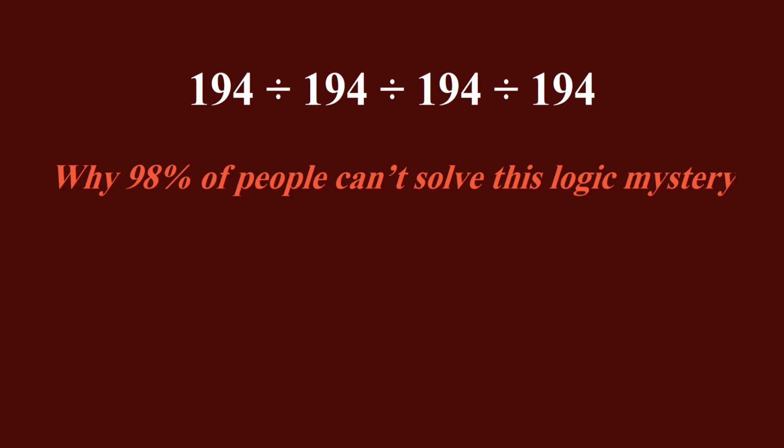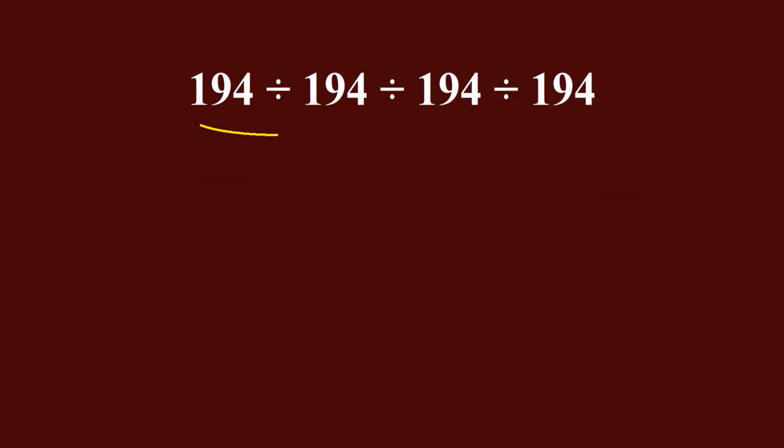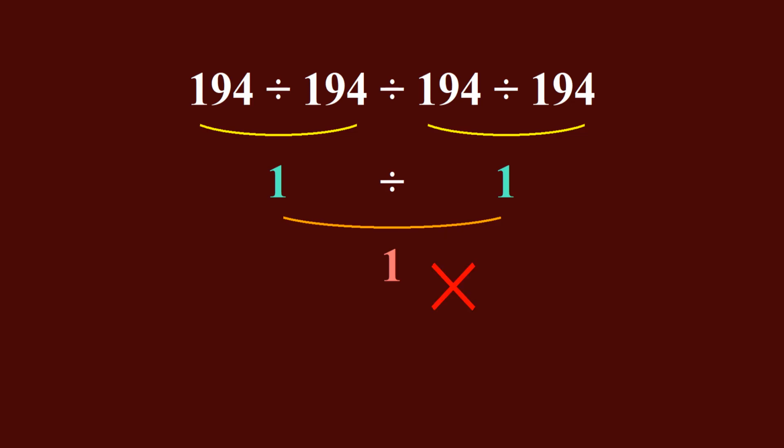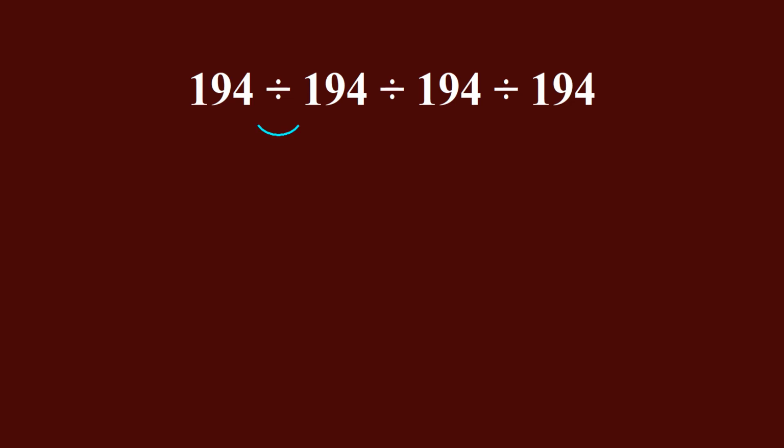In this episode, 194 divided by 194 equals 1, and 194 divided by 194 equals 1. Now we have this problem, 1 divided by 1, which equals 1. But this answer is not correct because according to the order of operations, we must do this division, then this division, and at last this division.